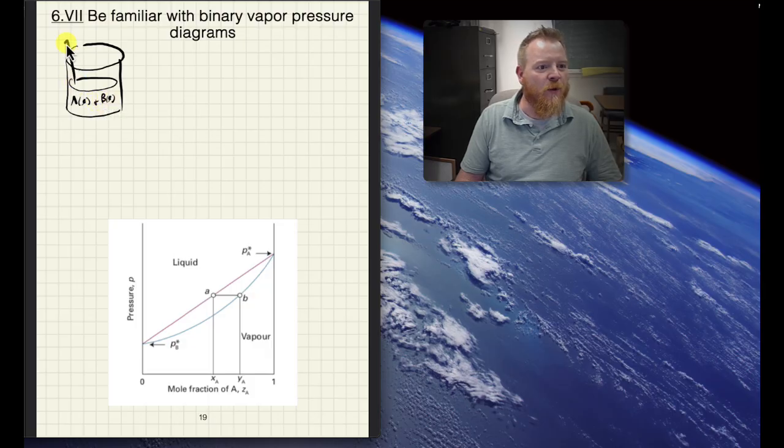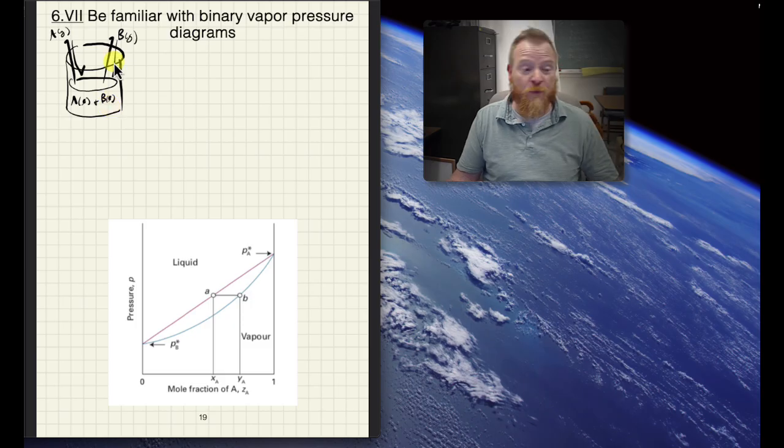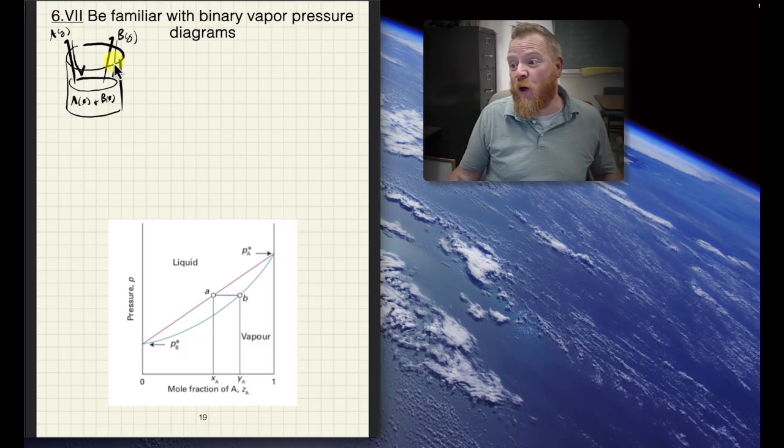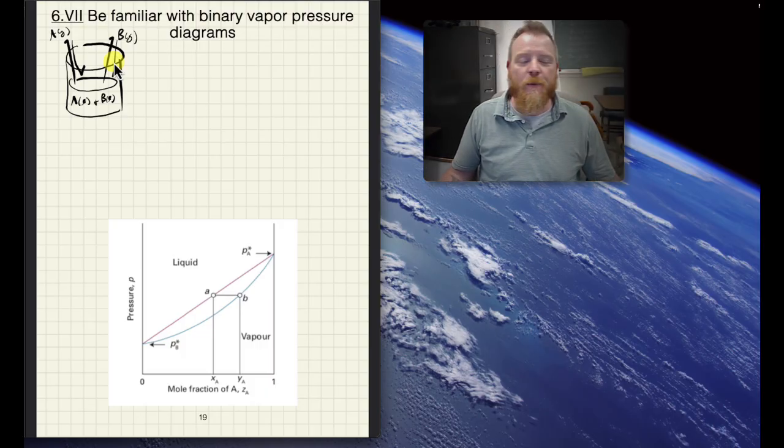and each of those will be in equilibrium with their respective vapors. So that says A in this liquid mixture is in equilibrium with its vapor, and B in the liquid is in equilibrium with its vapor. And so that means we need to think about Dalton's law of partial pressures.